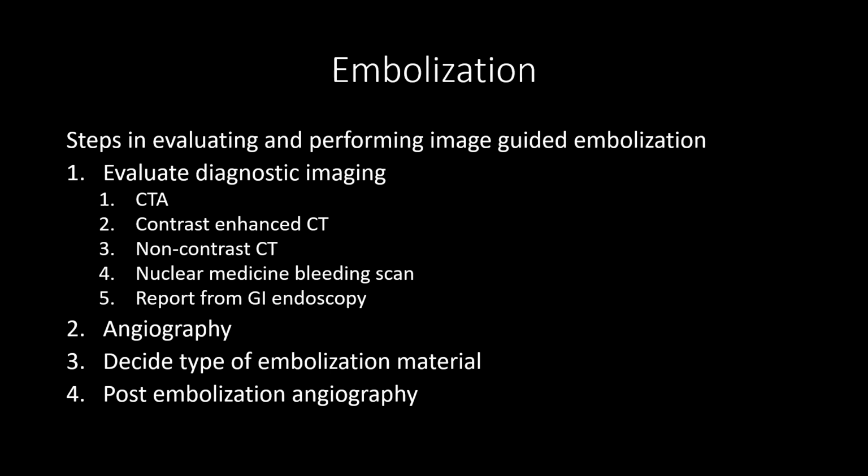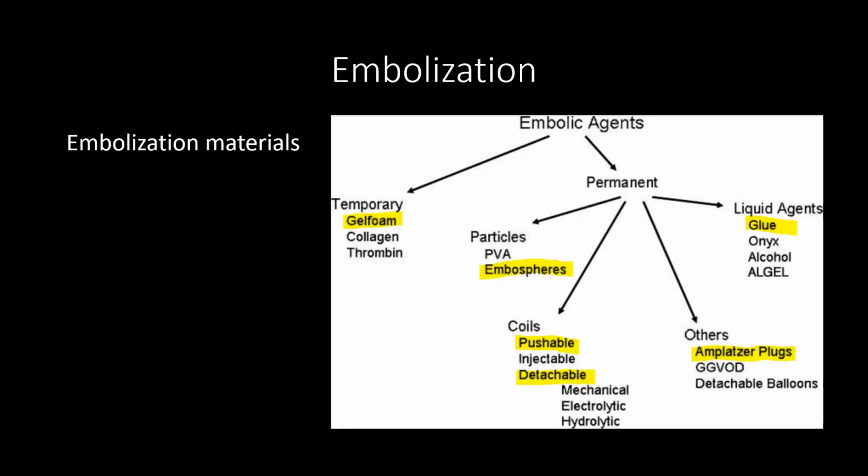So then after we've done all that, obviously patients get appropriate IV access and NPO status and all the other prerequisites that you need for any other sedation type procedure. Then we'd bring them to the angiography suite, and then based on all the information that we have, decide on an embolization material, and then always need an angiogram after our embolization to make sure that everything is as we expect.